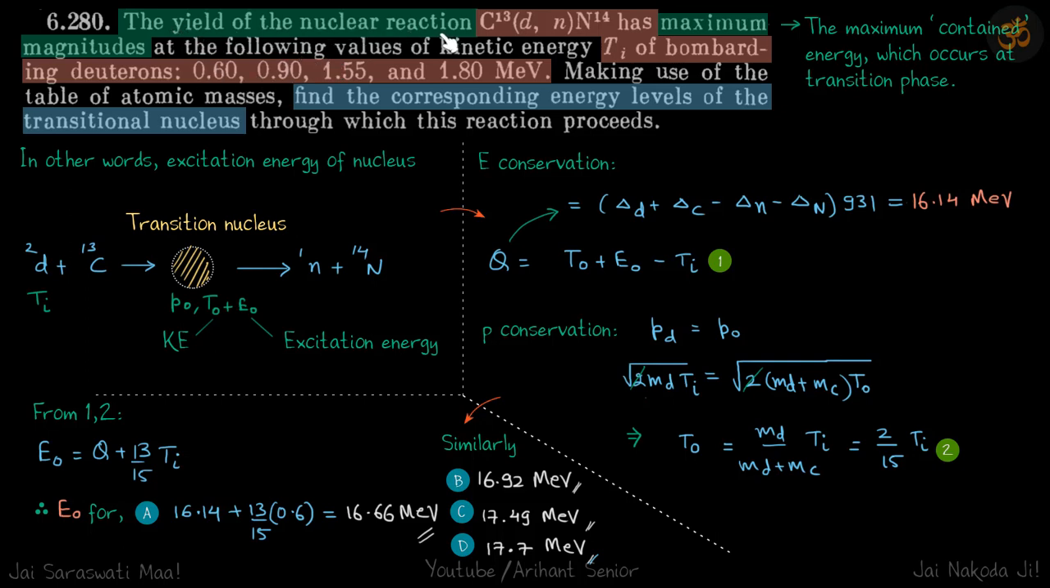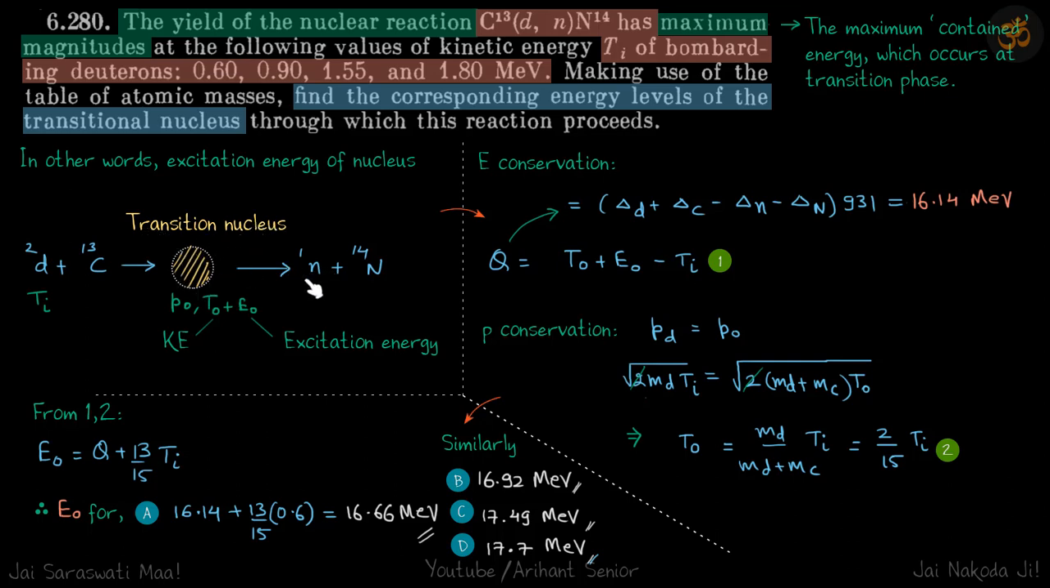The yield of the nuclear reaction, this particular one, has maximum magnitudes at the following values of kinetic energy of bombarding neutrons. So the neutrons with these energies are being bombarded, and as a result of this nuclear reaction, the maximum magnitudes of the yield is noted. The maximum magnitude of the yield occurs when the nucleus is in transitional phase.